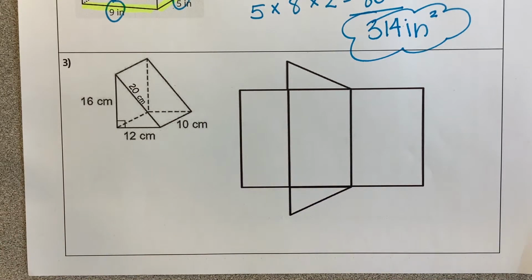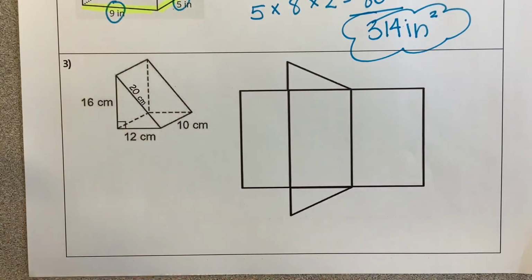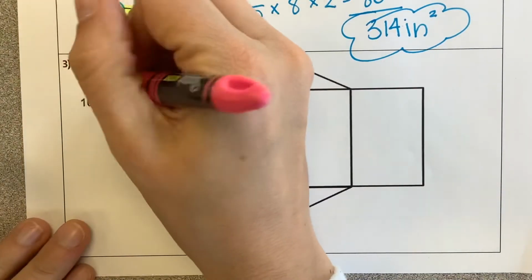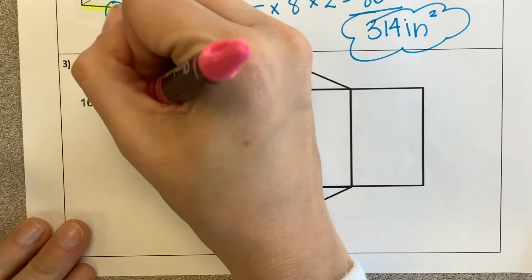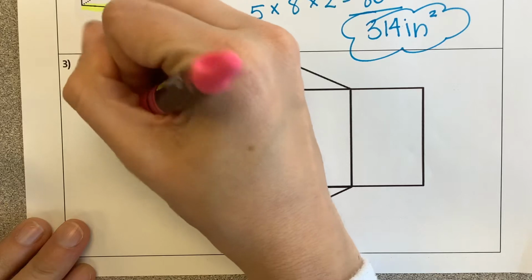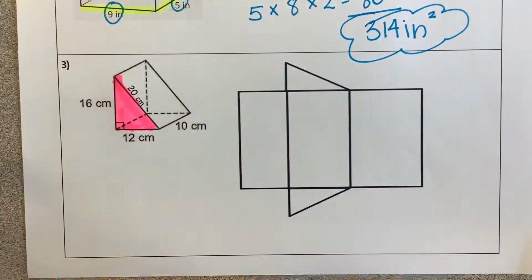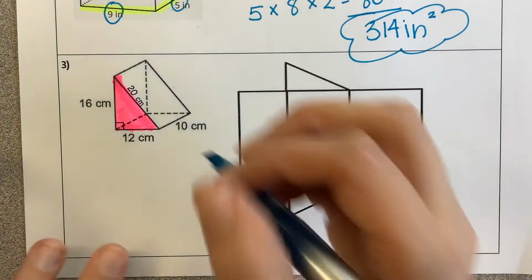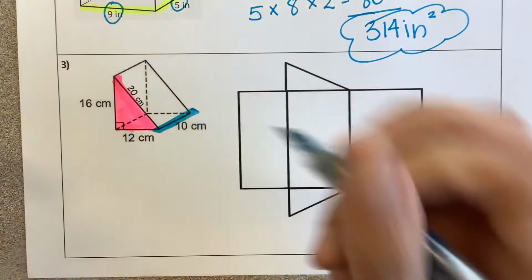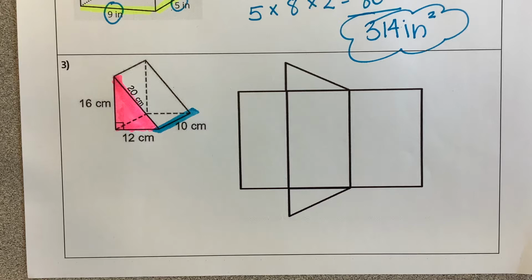Now moving on to triangular prisms. Again, I know that it is a prism because it's got two bases. We've got one in the front and one in the back. So I'm just going to look at this triangle here, and the length that is connecting those two.